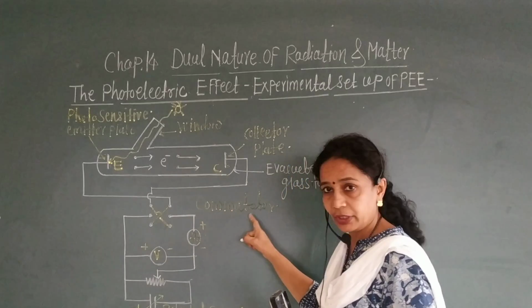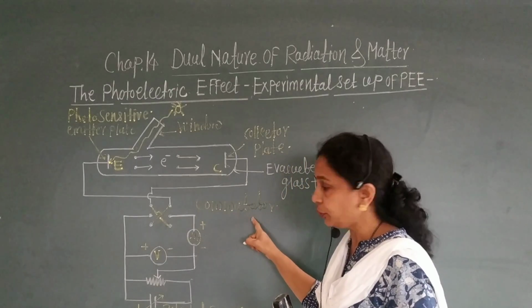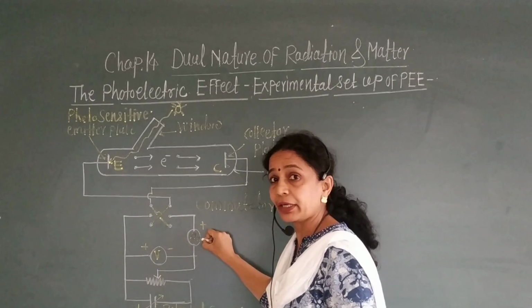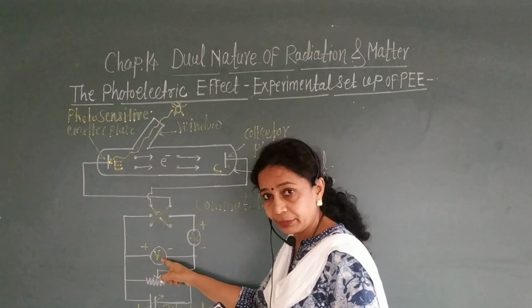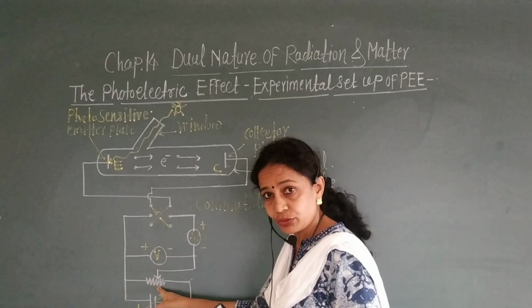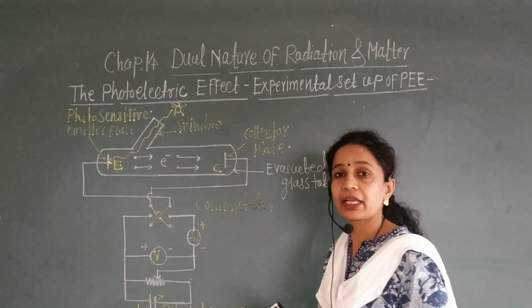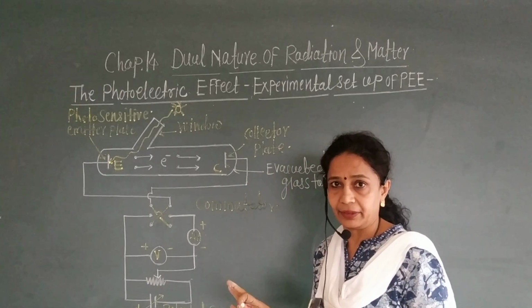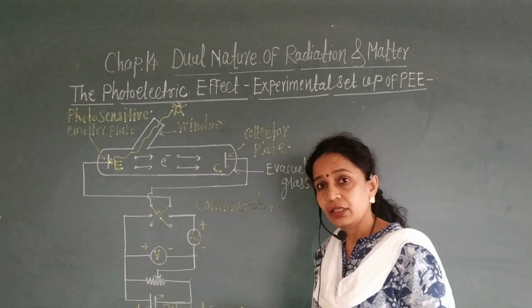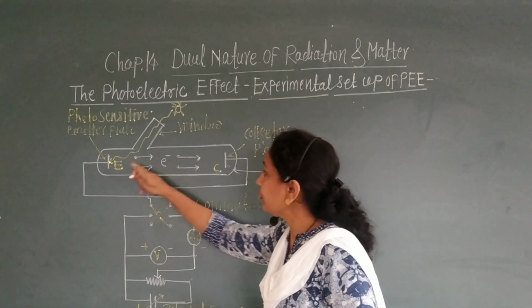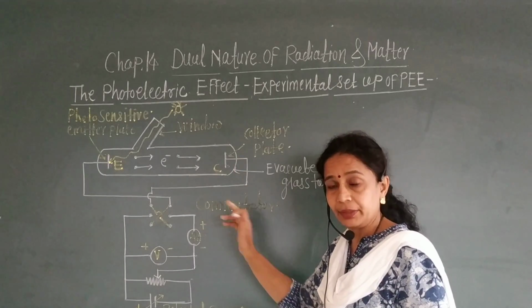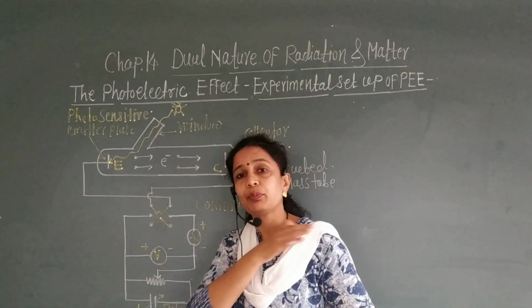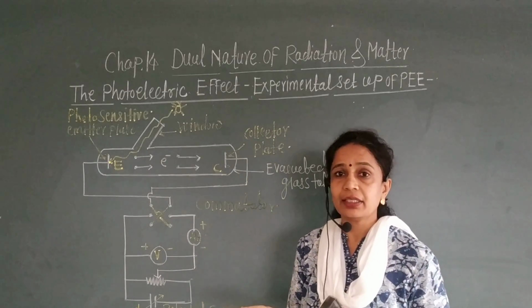What is connected here? We have to connect the commutator key. This is the microammeter. This is the voltmeter. This is the rheostat and this is the potential source, meaning battery. You can change the potential between the emitter and collector.